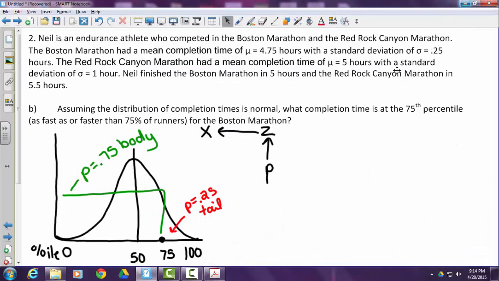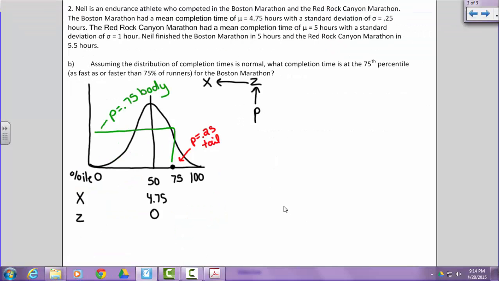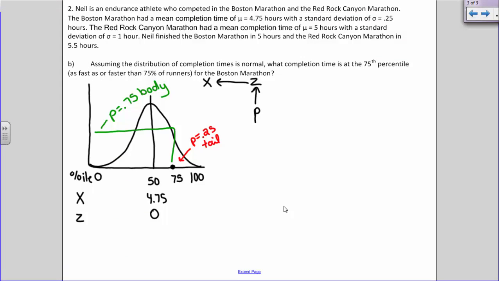And I know that it's positive 0.67 because I am working with a percentile above 50, or in other words, I'm looking for a score that's above the mean. If I was looking for the score at the 25th percentile, then my z-score would be negative 0.67. I'd still be looking for 0.75 in the body or 0.25 in the tail, but it would be over here, so it would be a negative z-score. So just keep that in mind.